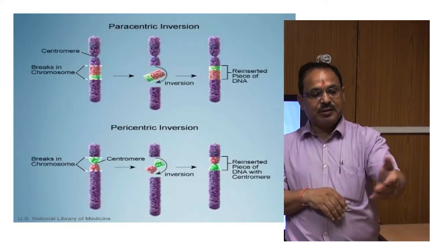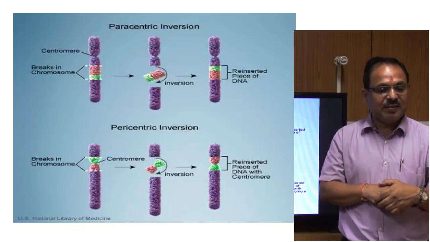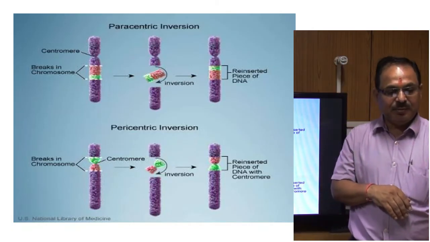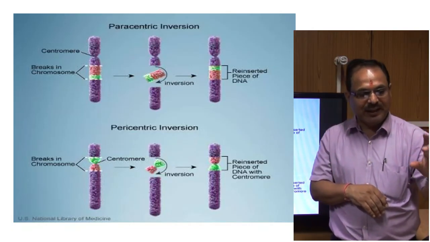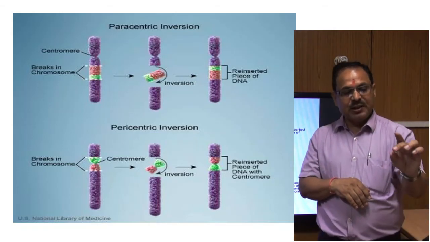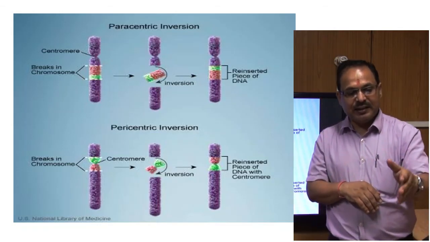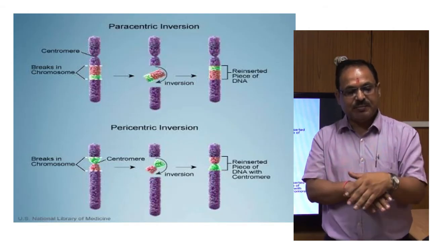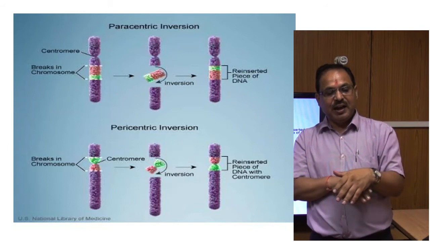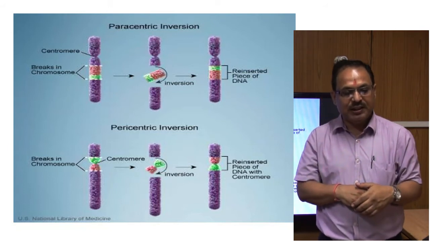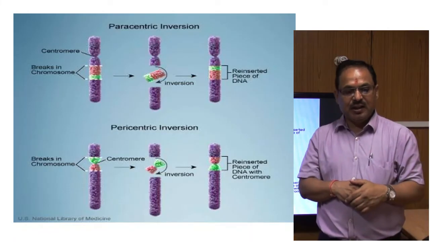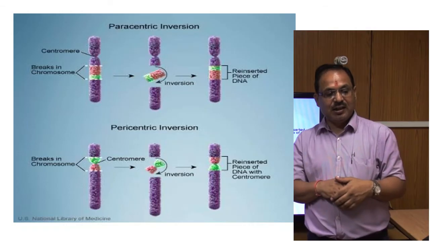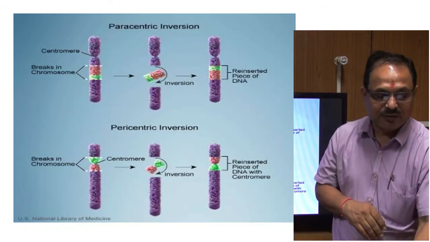In contrast, here you can see that in the case of pericentric inversion, the breaks take place in between, at the place where the centromere is located. This inversion takes place, and similarly the DNA segment is inverted, and you can see that finally the resulting chromosome has the reinserted piece of DNA with the centromere. Here you can see this inverted segment of DNA.